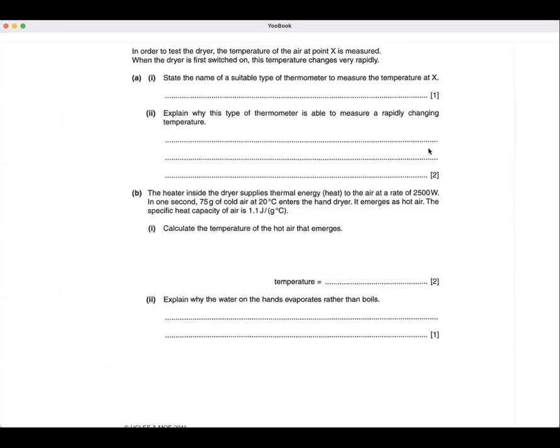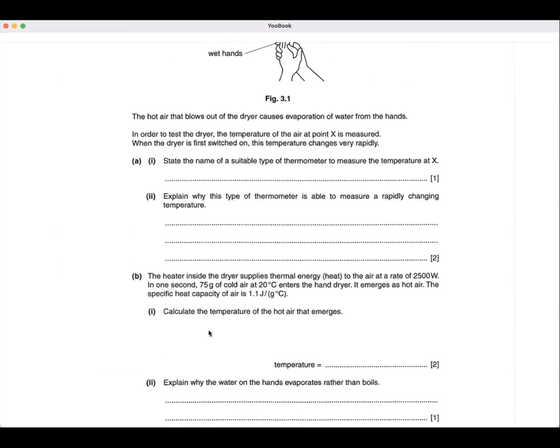Let me continue. Explain why the water on the hands evaporate rather than boil. I'll skip this question. So who can answer this question? Why does the water on the hand evaporate rather than boil?